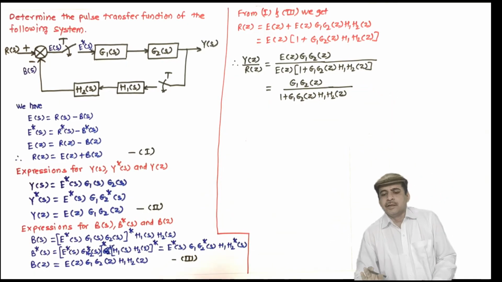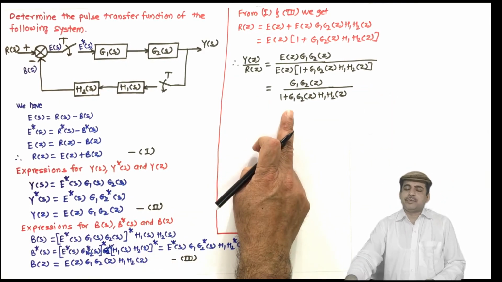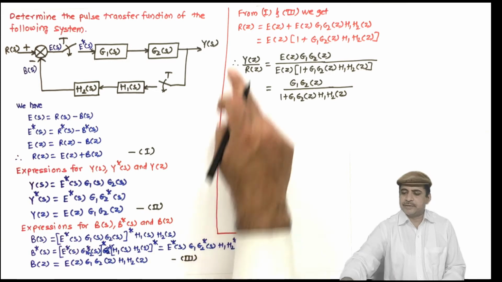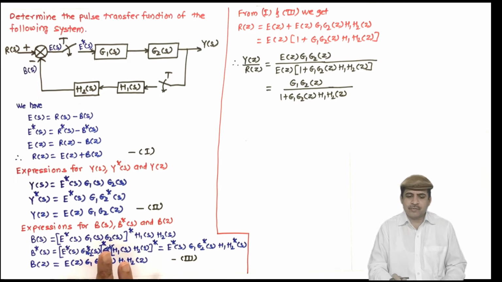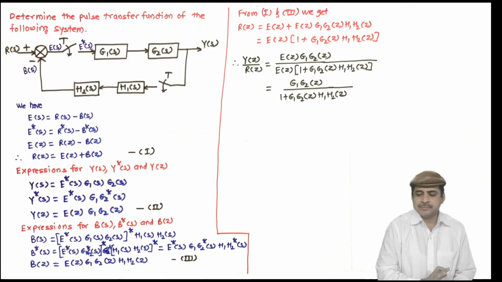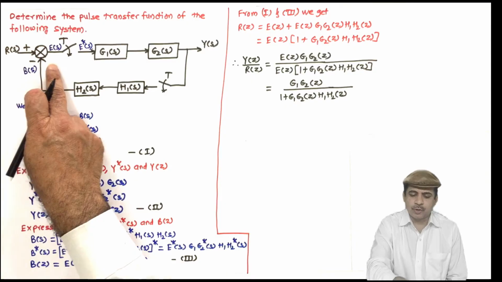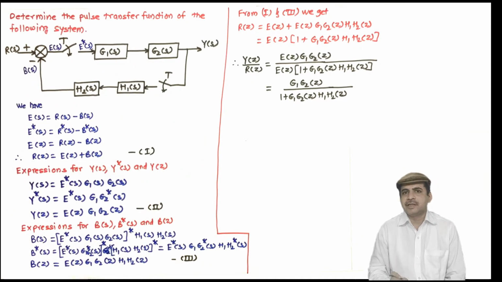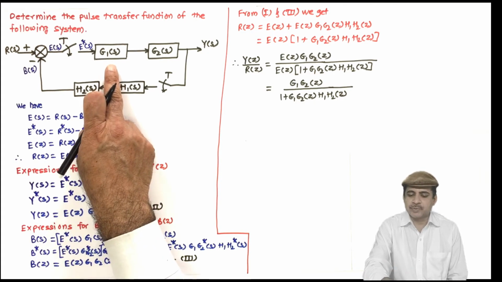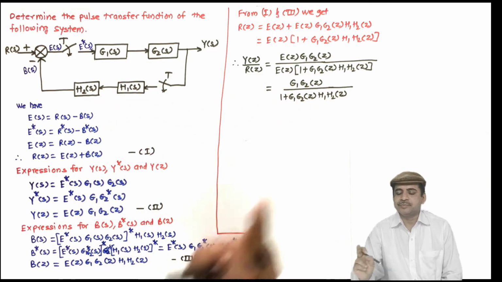Done. Now let us see how this can be obtained directly without doing this treatment, just for cross verification, a shortcut way. See, in this case, while finding out Y(z)/R(z), in the forward path there are two blocks, G1(s) and G2(s), and they are not separated by a sampler. So the numerator of the pulse transfer function will be G1G2(z).